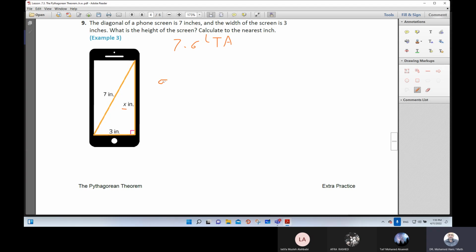Check with me, please. A squared plus B squared equals C squared. This is A here, means 3 squared 9. And this is B here, X. B squared means X squared. And this is here C, 7 squared means 49. We can take 9 to the next side. So we will get here X squared equals 49 minus 9. So X squared equals 40. So X equals the square root of 40.